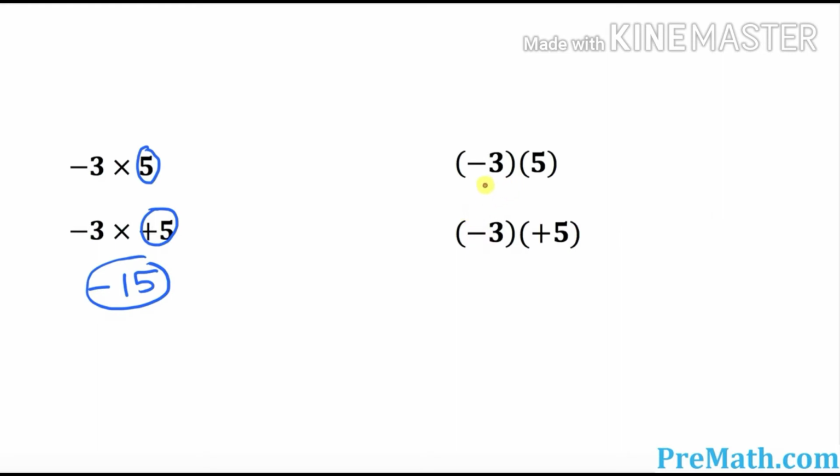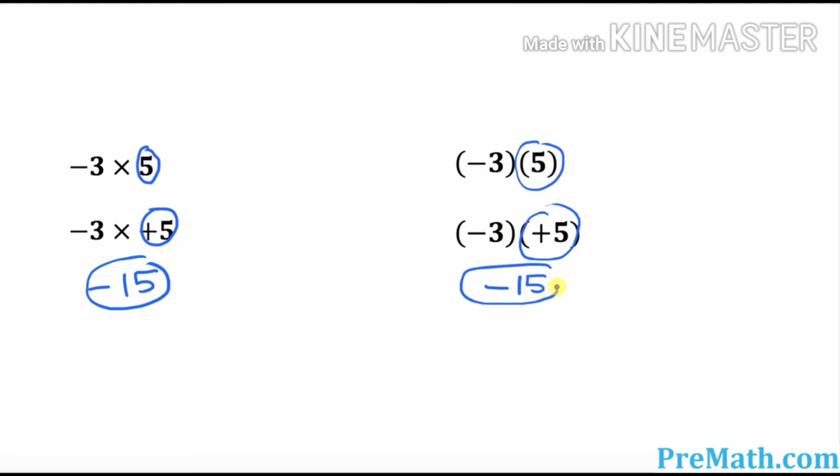All right, let's look at this one. Same thing, but we have a different kind of notation. Instead of a cross, we have parentheses. Negative 3 times 5 could be written as negative 3 times positive 5. Now once again, negative times positive becomes negative, and then 3 times 5 is what? 15.